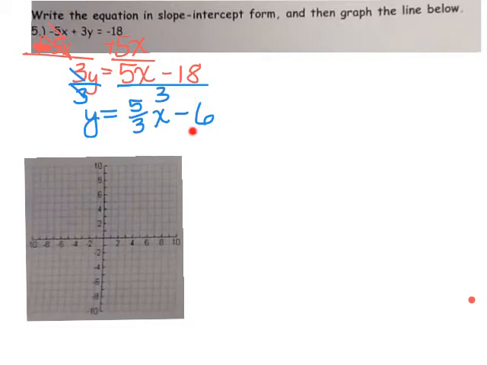My y-intercept is negative 6, so we can plot a point at negative 6 on the y-axis, and our slope is 5/3. So from negative 6, we're going to rise 5 units and run 3 in the positive direction, which puts us at a landing point here. And then we could do that again. Rise 5 and run 3. And then, of course, we should connect with a straight line and arrows. And this is how we graph an equation of a line.